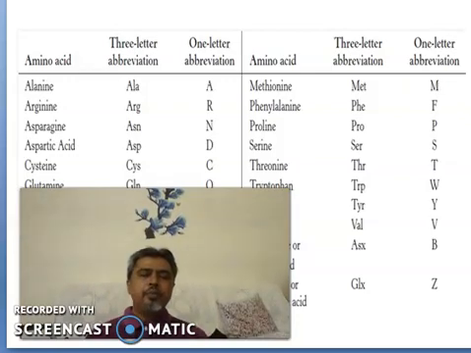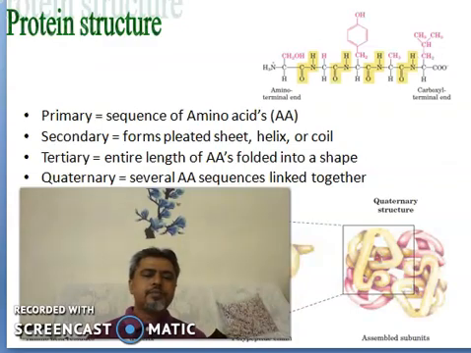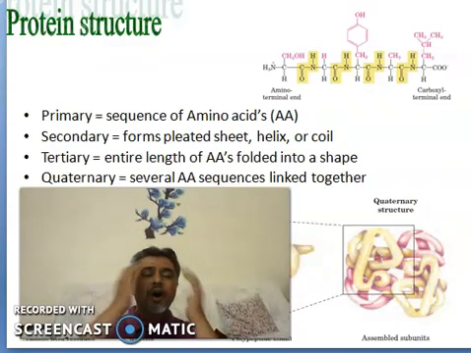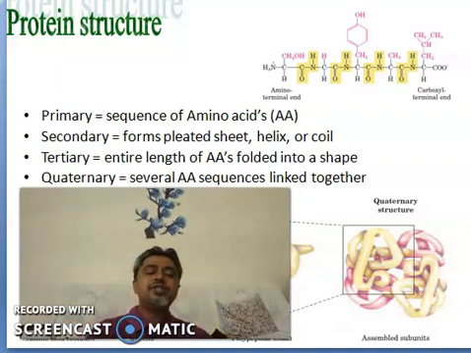Now the protein structure. There are four types of structures found in any protein. First is primary, another is secondary, third is tertiary, and fourth is quaternary. Now how does each structure look? I will show you a primary structure.